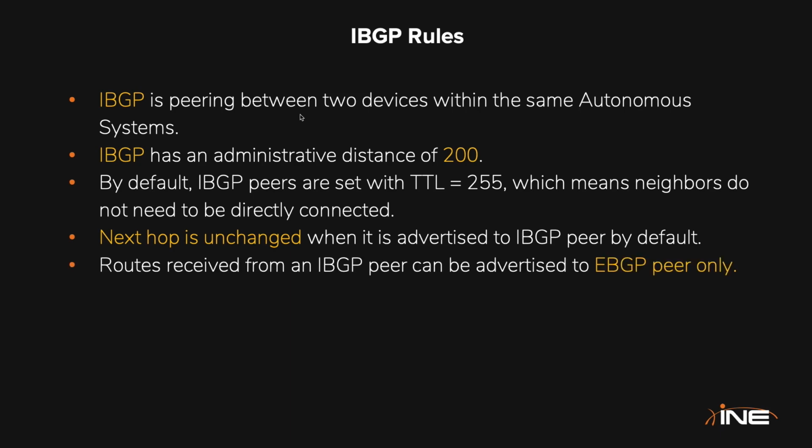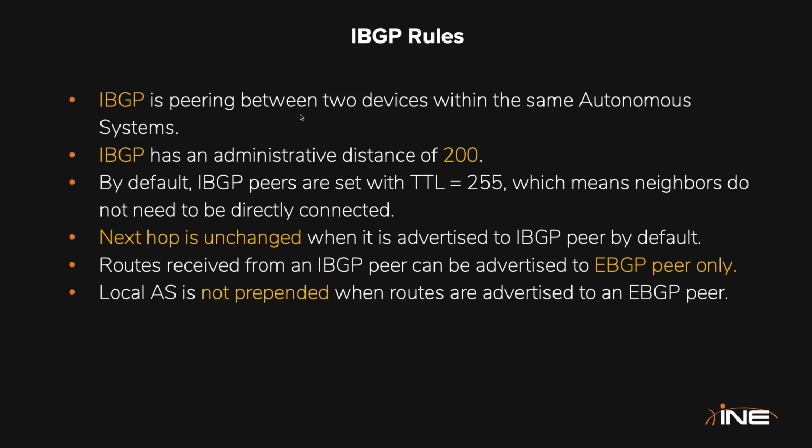Routes received from an iBGP peer can only be advertised to an eBGP peer. You cannot give a route learned from an iBGP neighbor to another iBGP neighbor. This is BGP's split horizon rule.